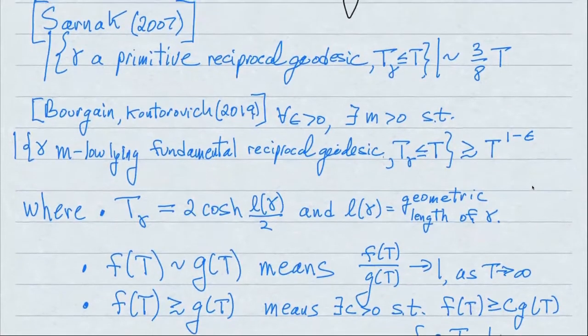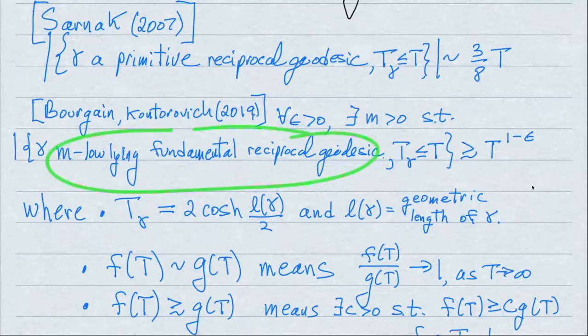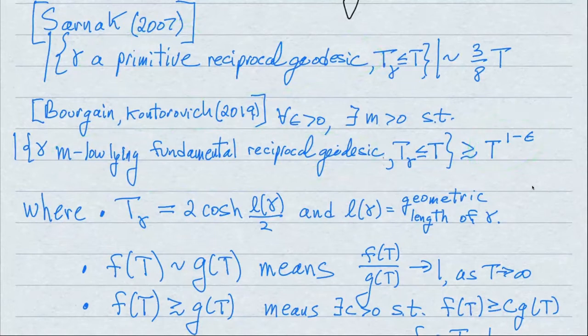And then there's this compatible result that's much more recent. Bourgain and Kontorovich looked at, well, let's not focus on this word just yet, the M low-lying reciprocal geodesics, and the trace of those being less than t, they grow at least like t to the 1 minus epsilon. So this M is a function of epsilon, and as epsilon goes to 0, M goes to infinity, and these M low-lying reciprocal geodesics converge as a set to the reciprocal geodesics. They converge quite fast at this rate, because this is linear in t, and then this is approaching linear in t.